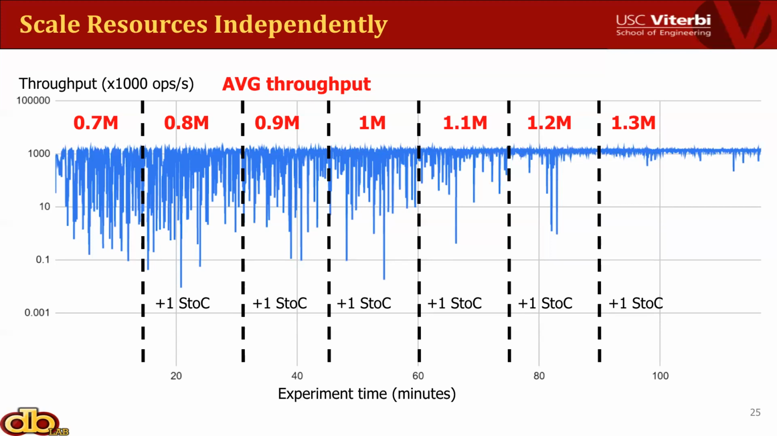The average throughput increases from 0.7 million operations per second with 3 storage components to more than 1.3 million operations per second with 9 storage components. The paper describes why throughput does not increase linearly. Next, I will present our enhancements to LSM tree that enable the scalability and improvement on throughput.